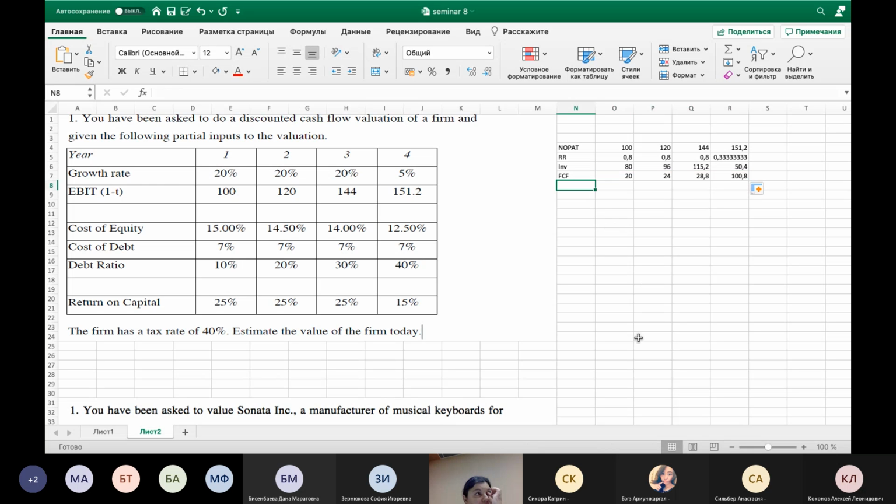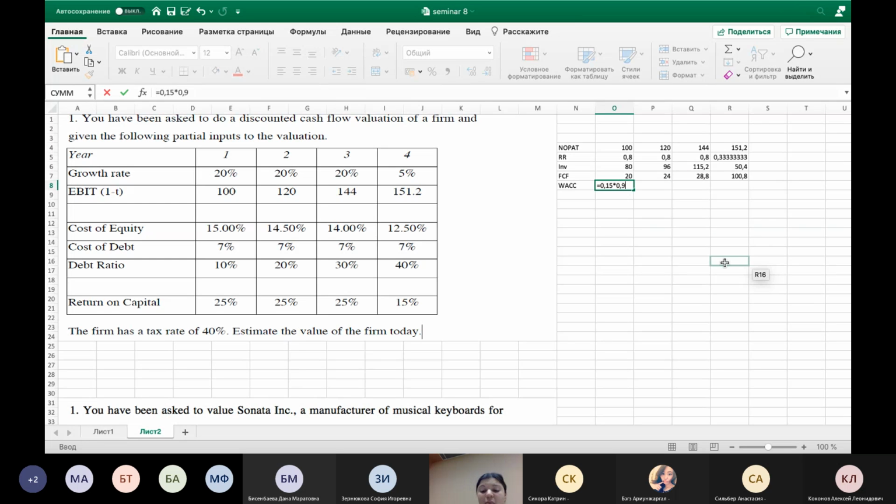And now let's calculate our WACC, our weighted average cost of capital. Very simple formula of our WACC. Our WACC can be found as our cost of equity for the first scenario, 0.15, multiplied by the weight of our equity, and as the weight of our equity, we have debt ratio 10% of debt, and so 90% of equity.